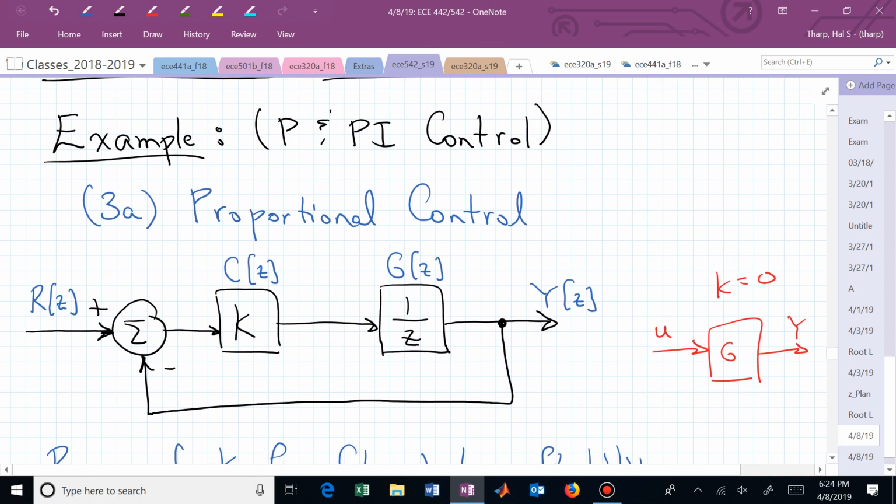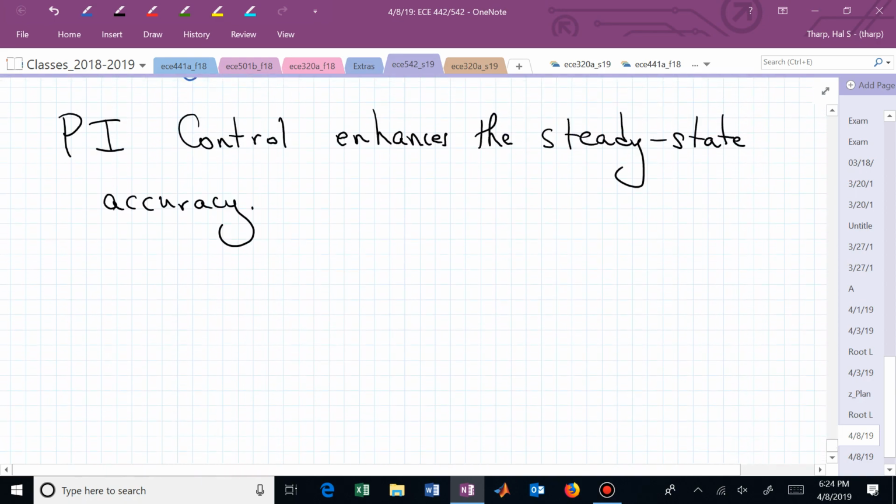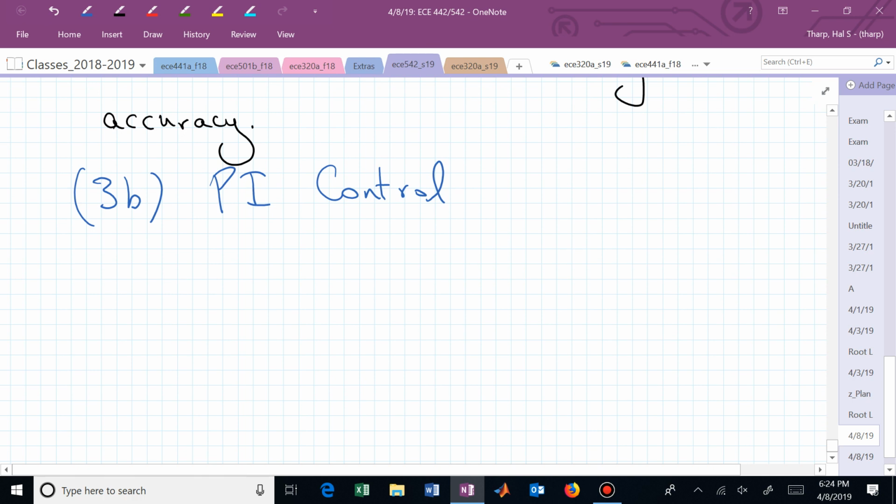Good. So I labeled that 3A. This is now 3B. So now we have 3B, which is the PI control. We have 1 over Z, that's the plant, that hasn't changed. But now if I'm putting in a PI controller, what's the controller block look like?